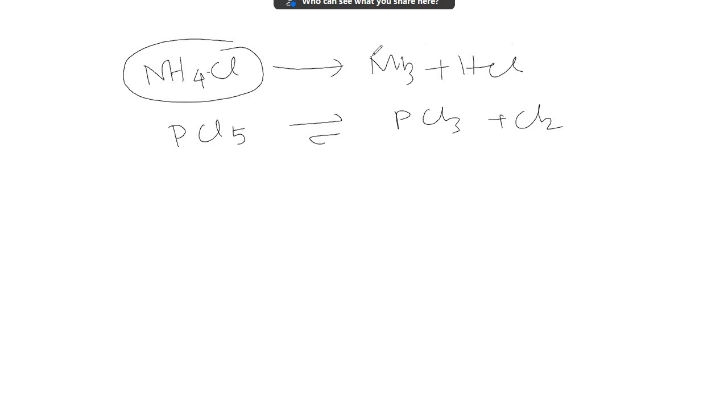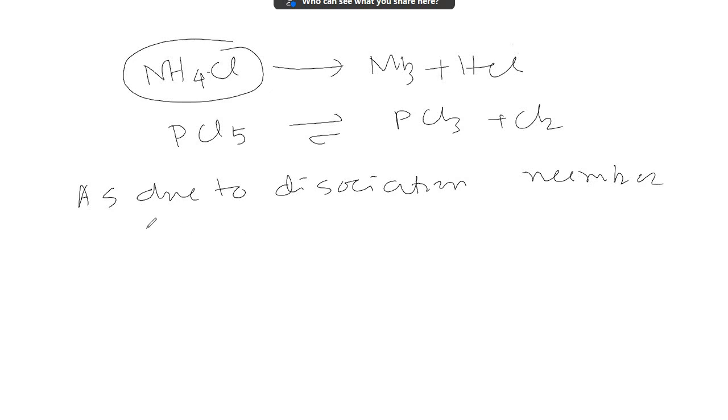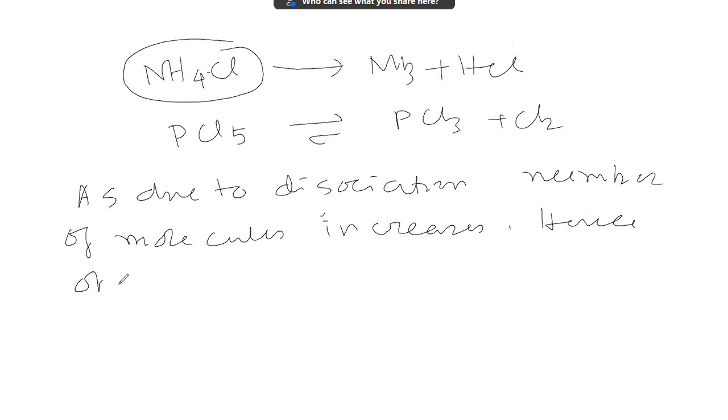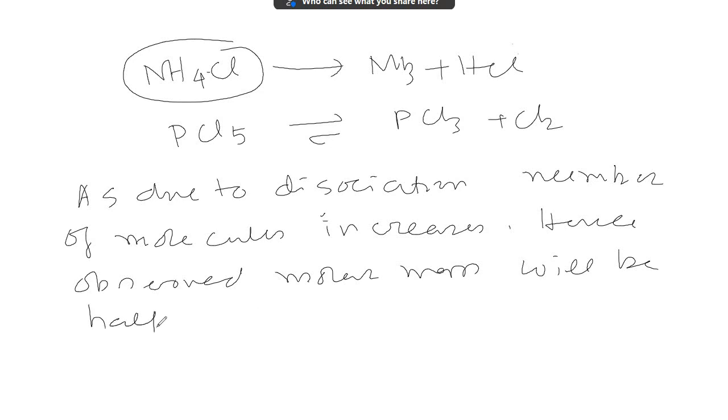Hence, due to complete dissociation, as the number of moles becomes double, the observed molar mass would be half that of the expected molar mass, as due to dissociation the number of molecules increases, hence the observed molar mass will be half that of the expected molar mass.